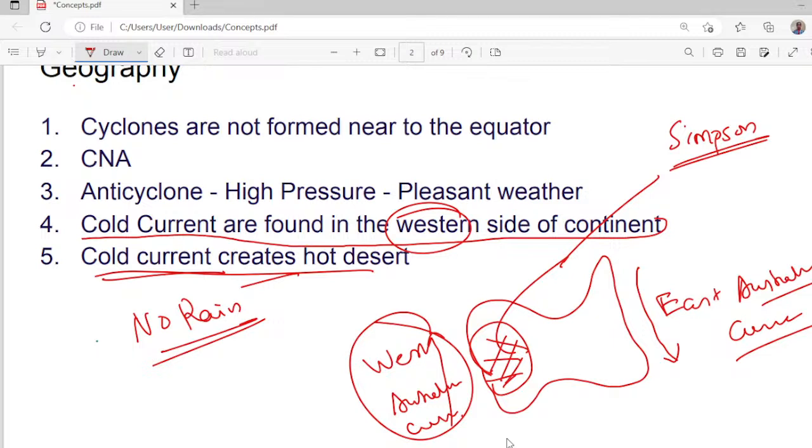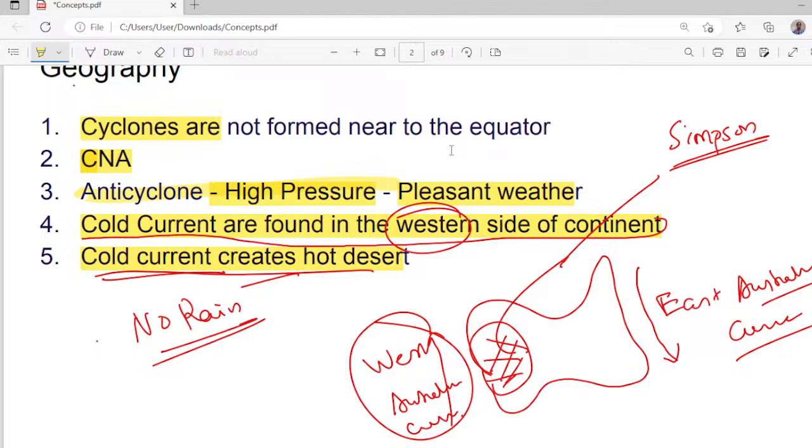Now coming back to this small revision. Cyclones are not formed at the equator because of lack of Coriolis force. CNA means cyclones in the northern hemisphere are anticlockwise. An anticyclone is always a high pressure zone and gives pleasant weather. Cold currents are found on the western side of the continent and cold currents create hot deserts. These 5 points you can clear.